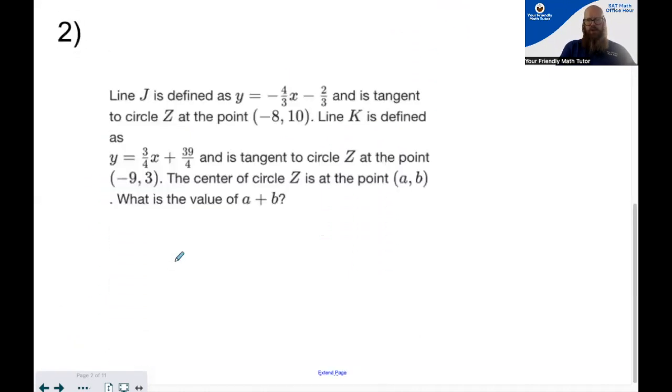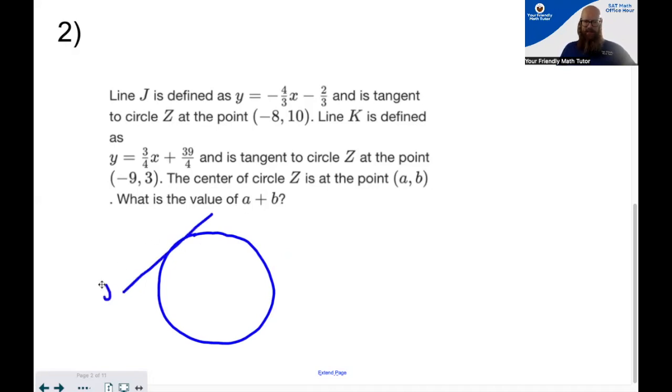All right. Number two, this one is a pretty tricky problem. What we have to do for this one is really just sketch out a little bit. We don't need the actual coordinate plane, but the idea is let's just say this was line J, and that's tangent to circle Z. So that just means Z is the center. The idea would be that the radius is perpendicular. So tangent means two things. It crosses at one point, and it's also perpendicular to the radius.